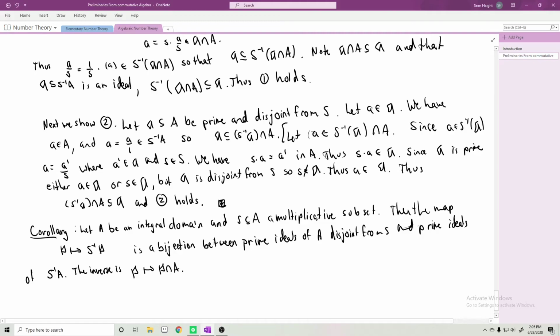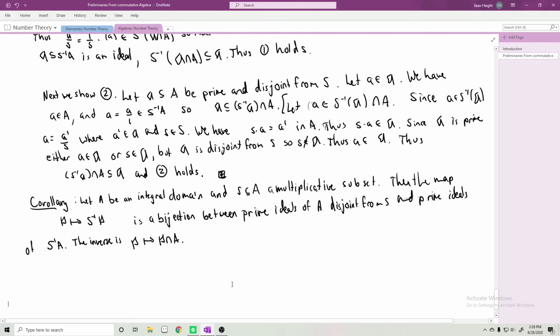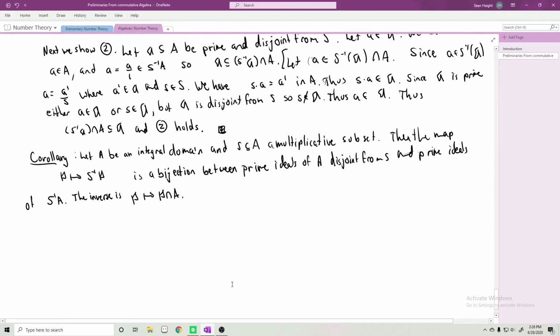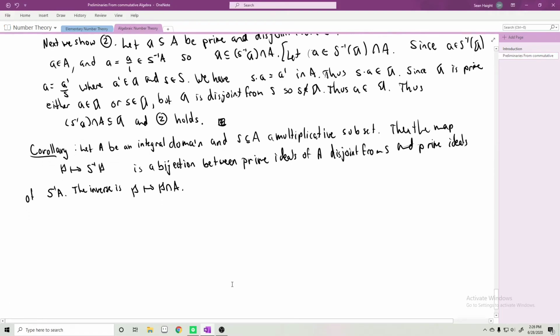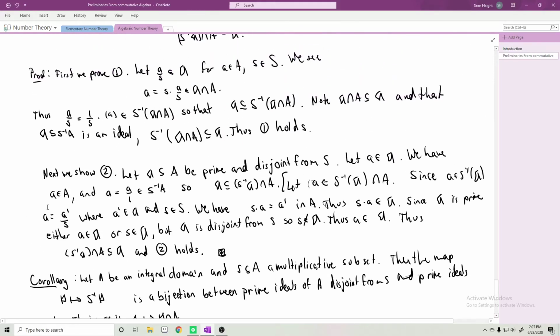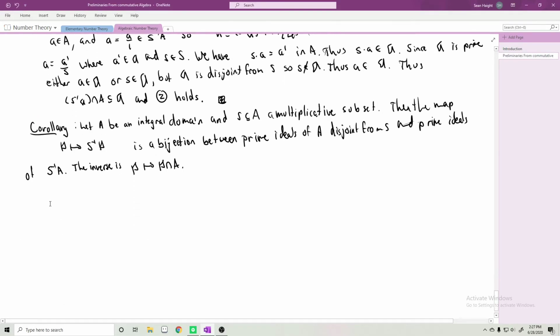Okay, so what is this telling us? The question this is answering is, what are the prime ideals of S inverse A? And the answer is exactly, it's the localization of prime ideals in A which are disjoint from S. Okay. So the proof, I'm not going to go through the details of the proof. It essentially is just use the above proposition carefully.